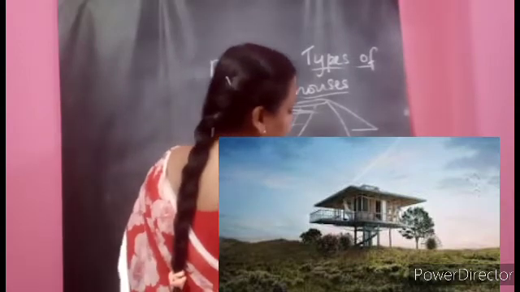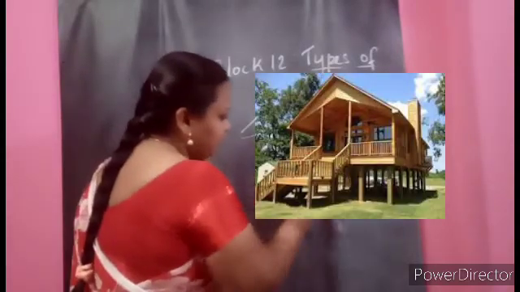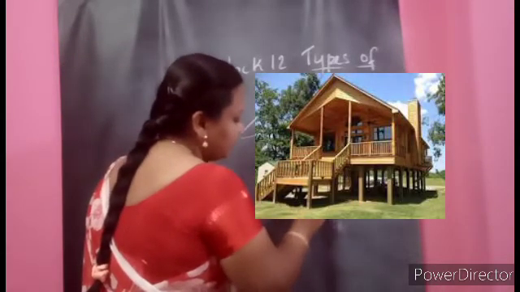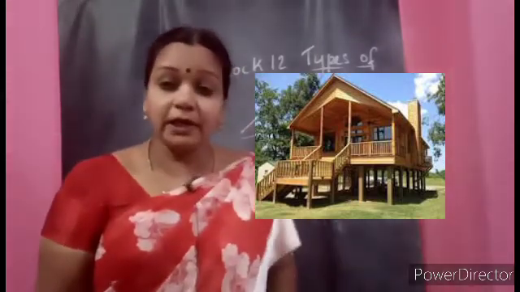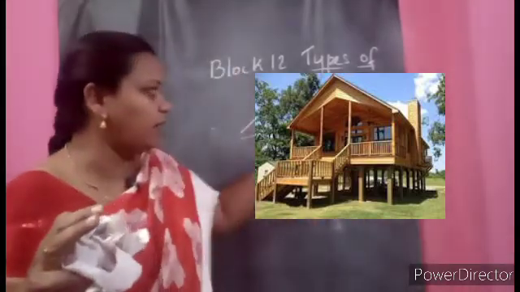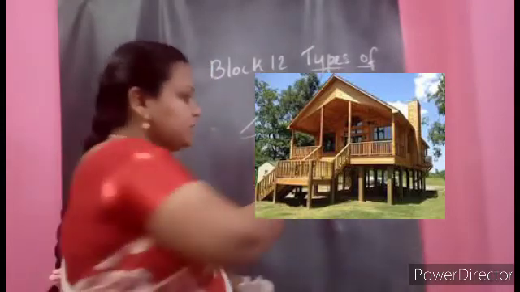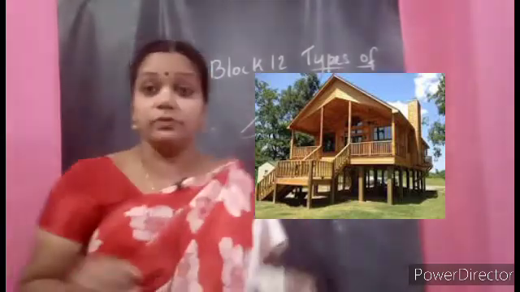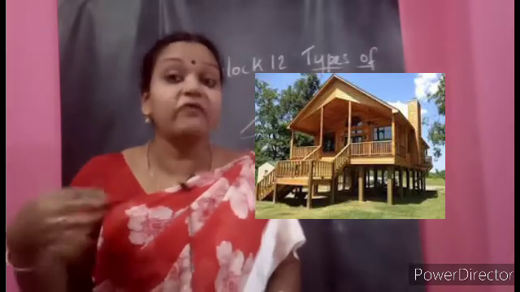Stilt house. So how is the stilt house different from other houses? They are made on poles or pillars like this. They will be made on the poles, like how we have the basement car parking and all there, no? Like that they will have pillars, like poles will be there. Above that the house will be made like this. Why? Because these stilt houses are made in places where it will be raining very heavily, and also floods will be there.